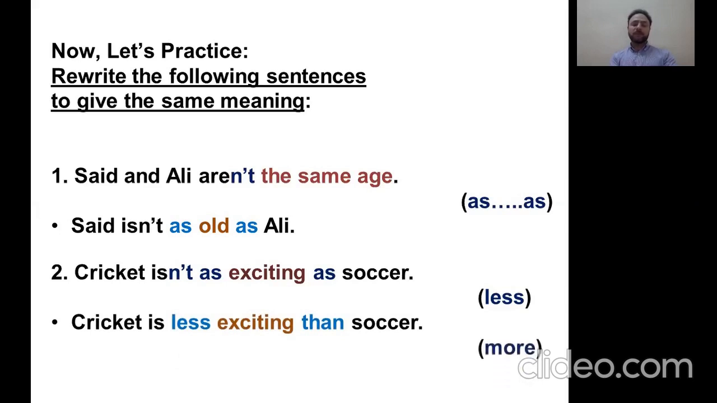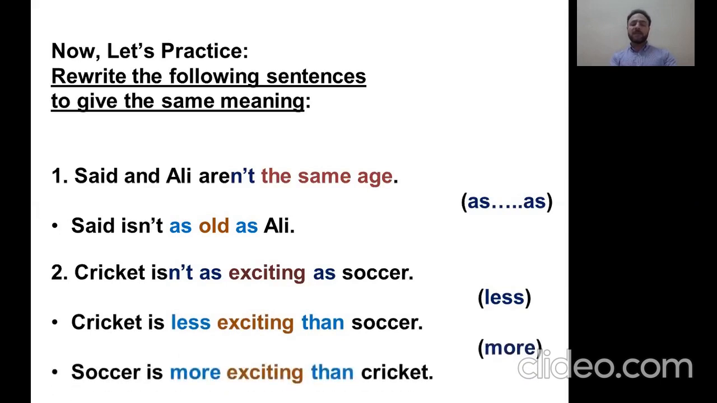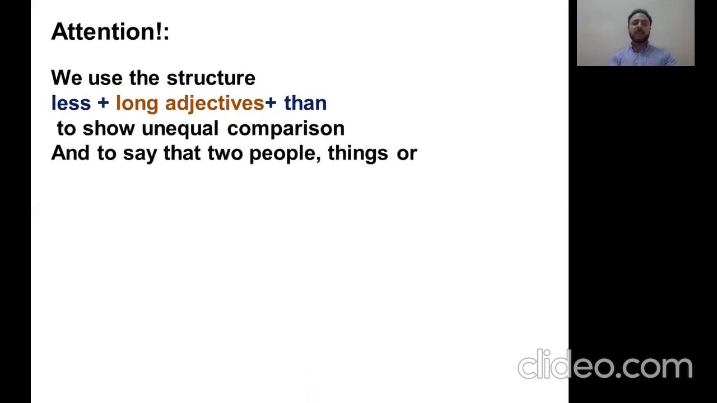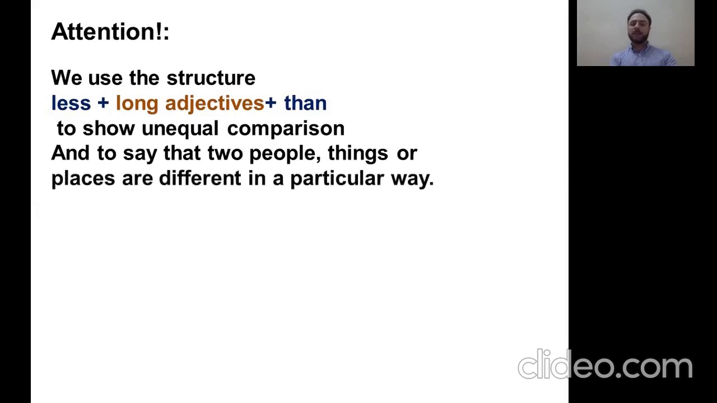Use more. Soccer is more exciting than cricket. We know that less is the opposite of more. Attention. We use the structure less plus long adjectives plus than to show unequal comparisons and to say that two people, things, or places are different in a particular way.